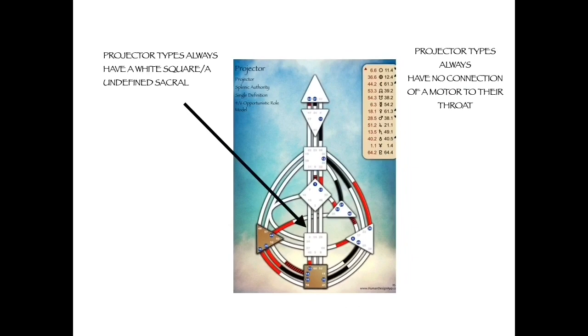So if somebody's a projector, it means that they're not going to have a motorized throat, and it also means that they're going to have an open sacral, which is the white square. Instead of being red like a generator type, it will be white, and there is no access of a motor to the throat. We will talk more about what that actually means later on, but for now, that's just the way they determine somebody who's a projector type.